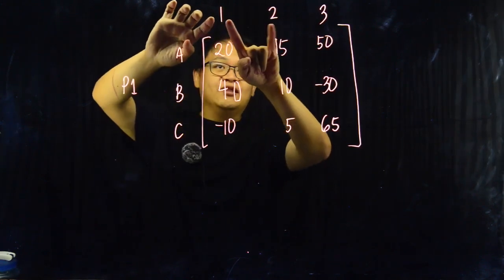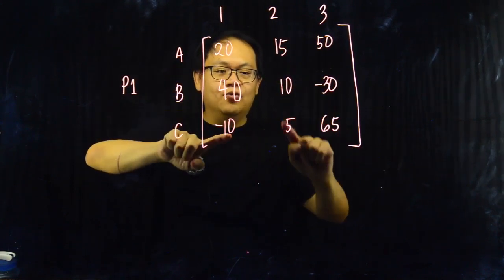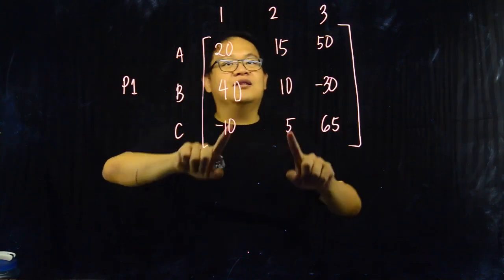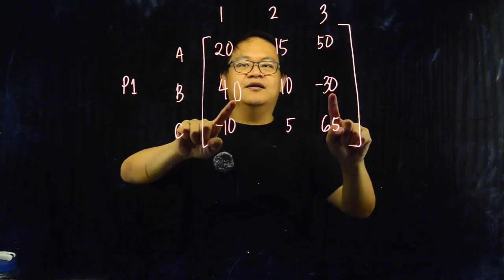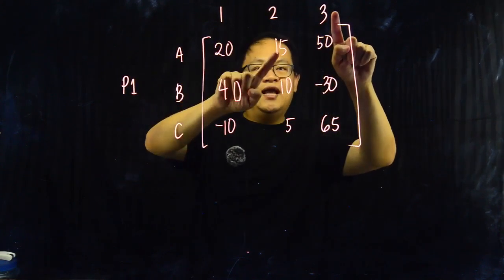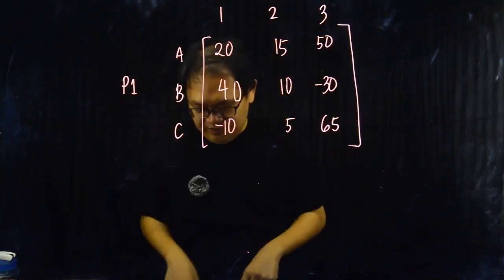We'll compare 1 and 2. For 1 and 2, this is higher, higher, lower. So again, there's no clear winner between 1 and 2. Let's compare 1 and 3. Lower, higher. So there's again no clear winner. Let's compare 2 and 3. Lower, higher. Again, no clear winner.